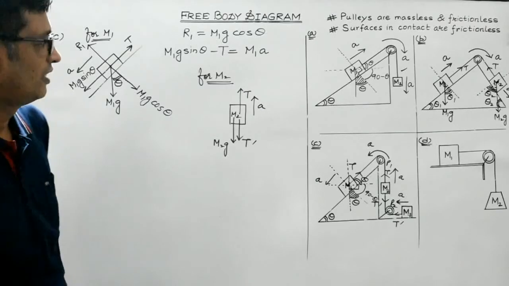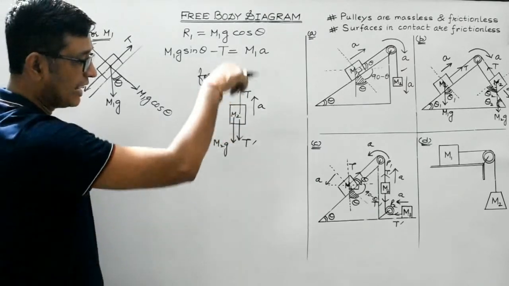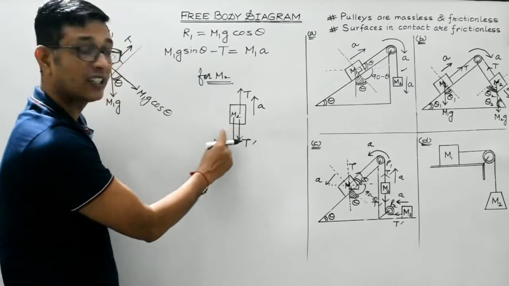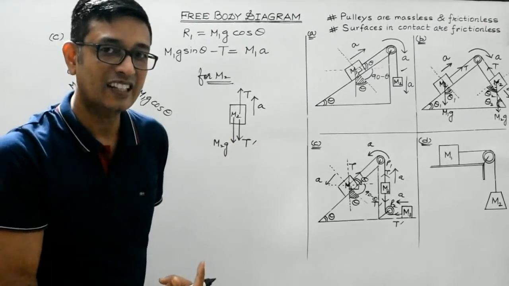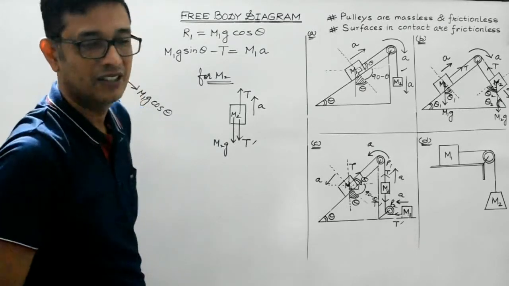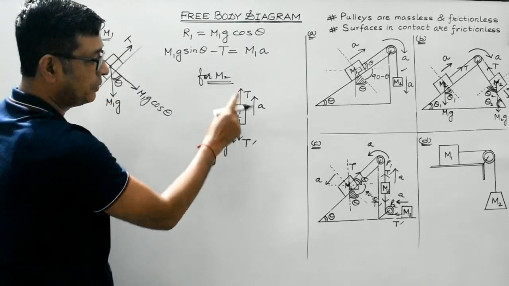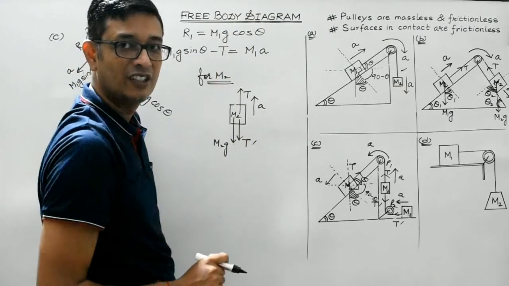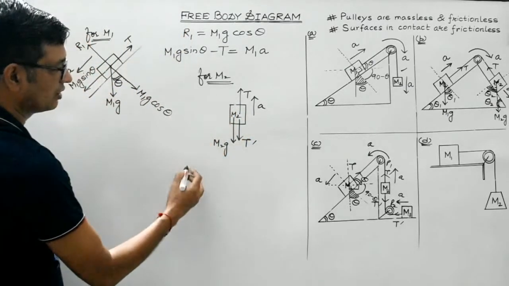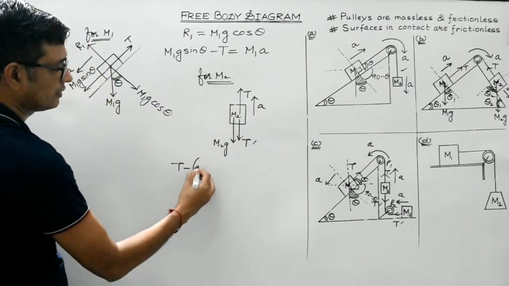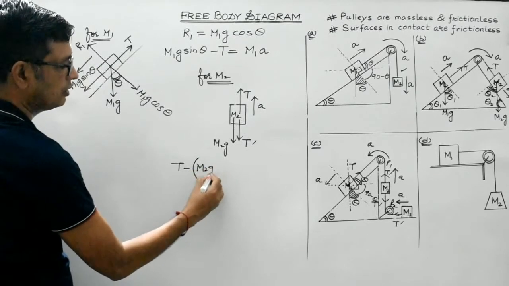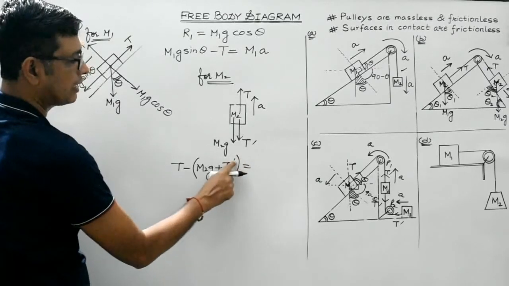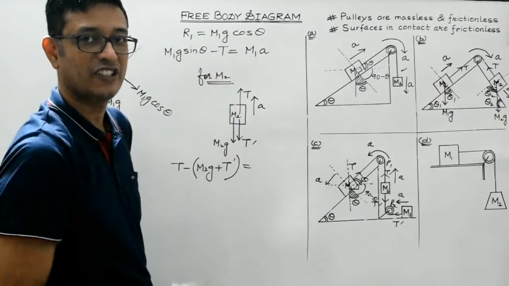Clear, students? Now look, what is the net force acting downwards? It is m2g plus T dash. Why plus sign? Because both are in the same direction. When the vectors act in the same direction, they get naturally added up. But T must be greater than the sum of these two forces because the body is getting accelerated upwards. So students, what is the net force acting on this body? It will be T minus (m2g plus T dash). This is the net force acting on this body in the upward direction.